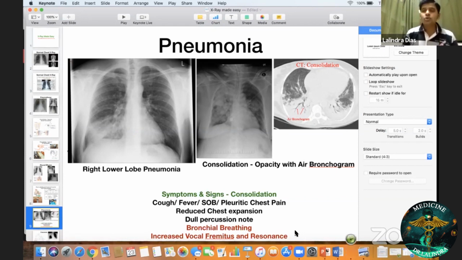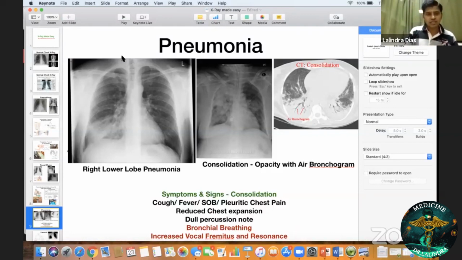All right. So now you know the symptoms and the physical signs of a consolidation. Now you need to confirm whatever you have heard, the lung signs, and the differential diagnosis that you have made, by doing a chest X-ray. So in a chest X-ray, how will a consolidation or a pneumonia look?